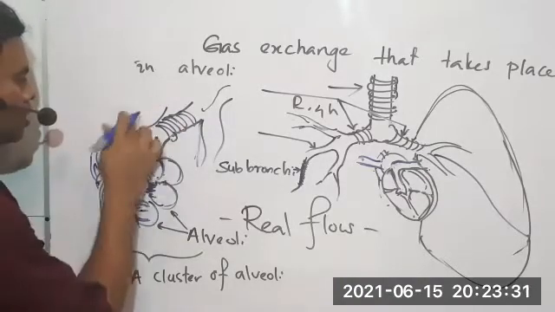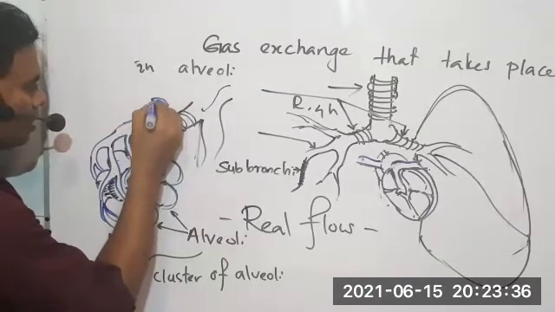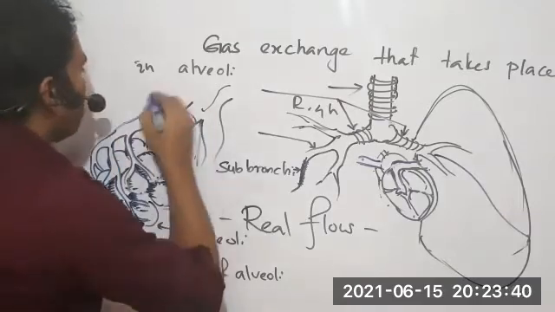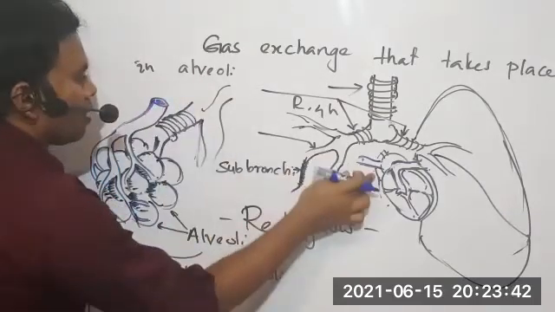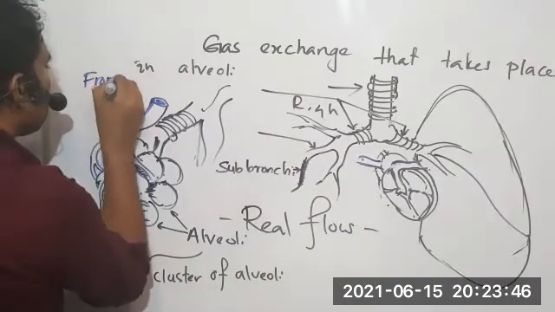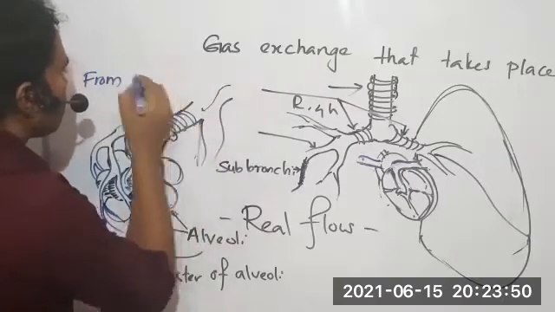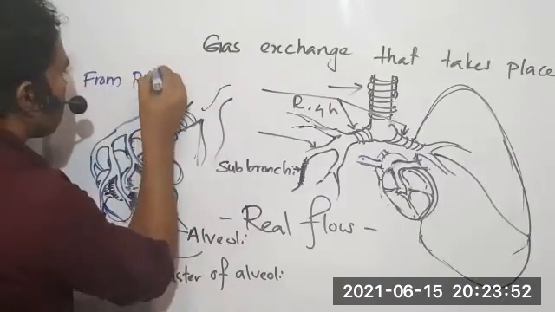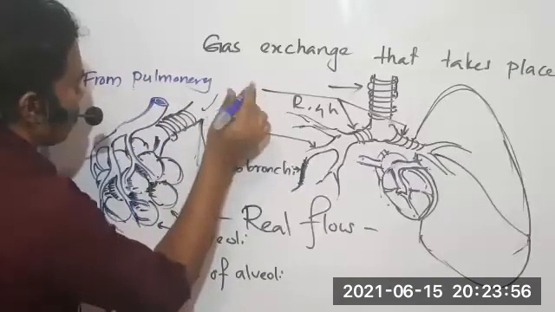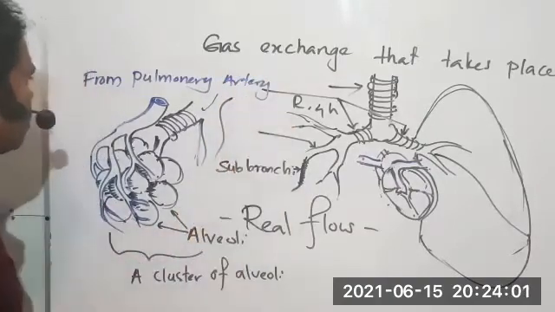Yes, this is from where? Let's write this too: from where is this blood coming? So that's from the pulmonary artery.